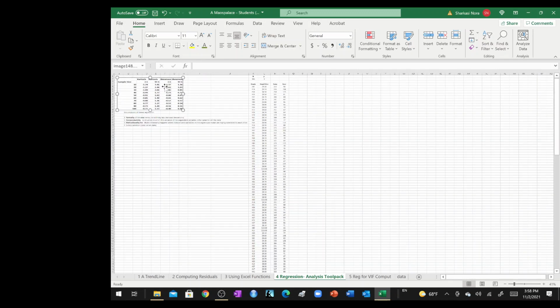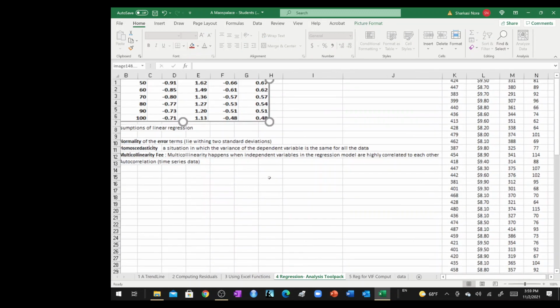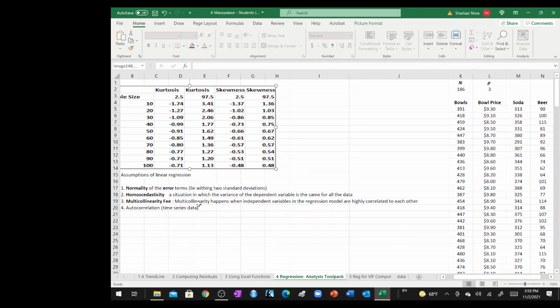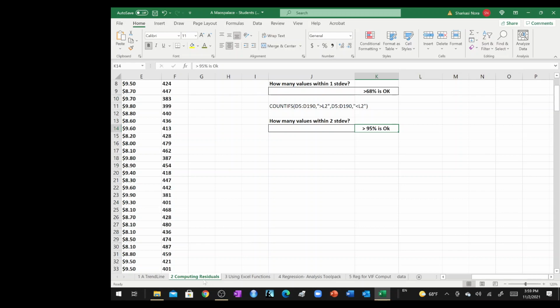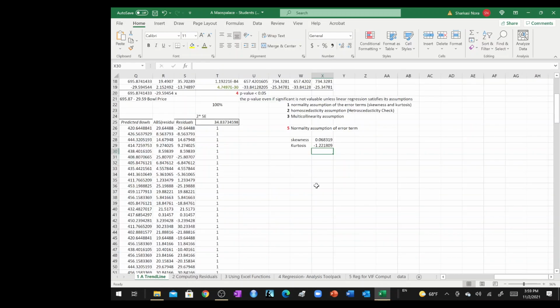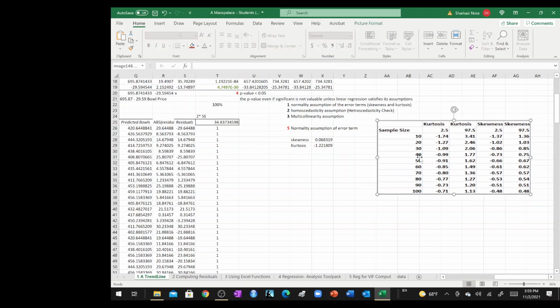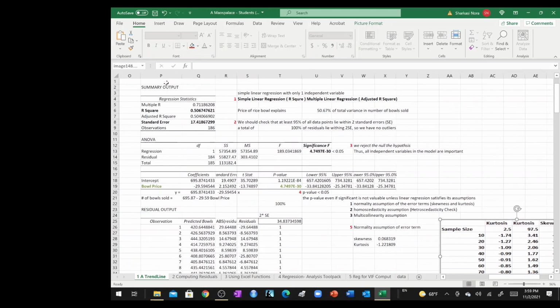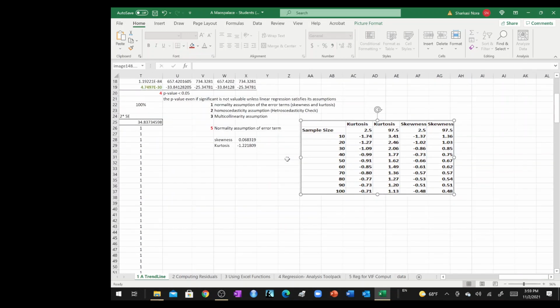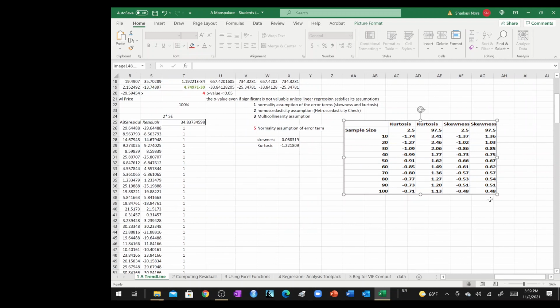So if you go to 4, Regression Analysis Tool Pack, you will find this table. This table, we usually use it for very small data points. So basically, when we have very small samples, we need to use certain numbers of skewness and kurtosis. But once the sample is 100 and above, the variation becomes very trivial. For our sample, we have how many observations? We have 186, so it's over 100. So we're going to take roughly these readings.